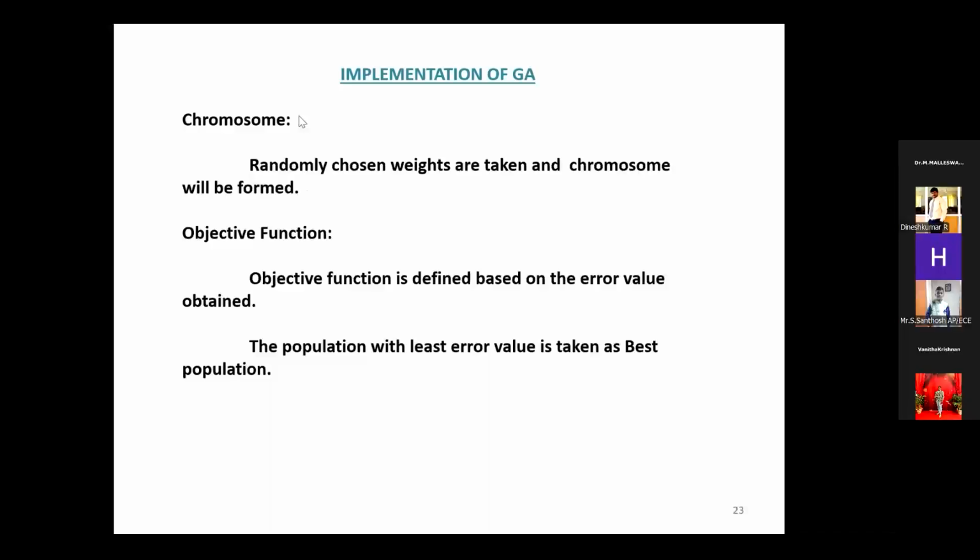Now, the objective function. The objective function of this genetic algorithm is defined based on the error value. Because in our process, we compare the target values and the input values. Between the input and target, the original value minus the trained value gives you an error. Based on that error, you take your objective function. So the population with the least error value is taken as the best population. This is the way you implement the chromosome concept of your genetic algorithm.